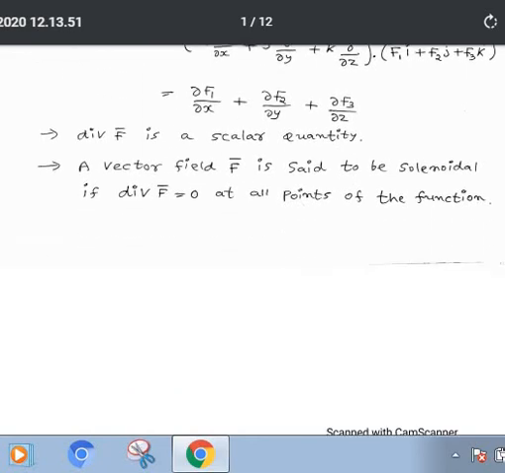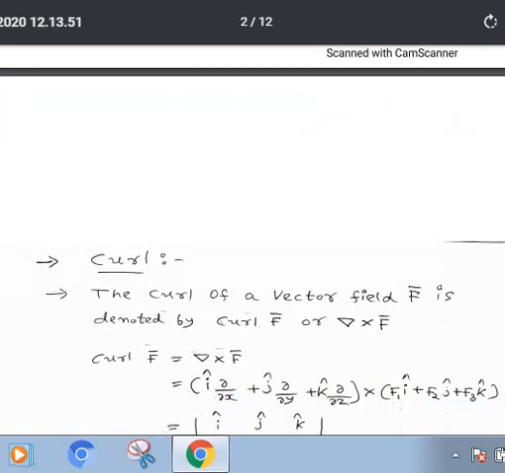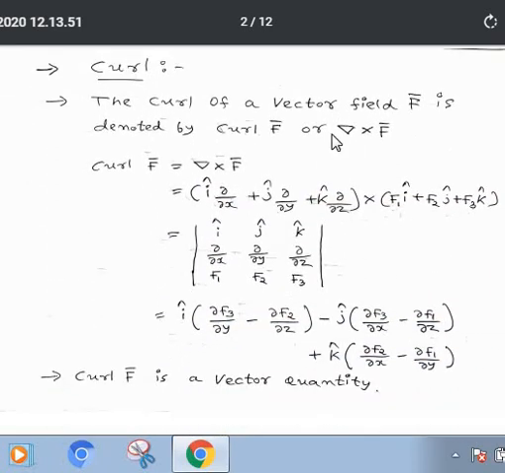Now we will take the next topic, that is curl. The curl of a given vector field f bar is denoted by curl f bar or nebula cross f bar. So indirectly we can say that the curl of a given vector field is a cross product of nebula and f bar. So curl f bar equals nebula cross f bar, and nebula is i cap del by del x plus j cap del by del y plus k cap del by del z, cross f bar is f1 i plus f2 j plus f3 k.